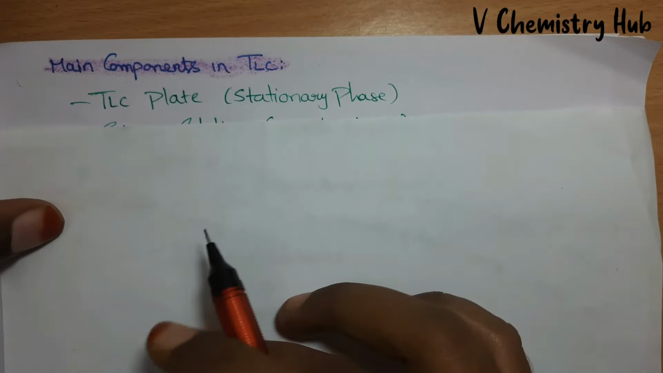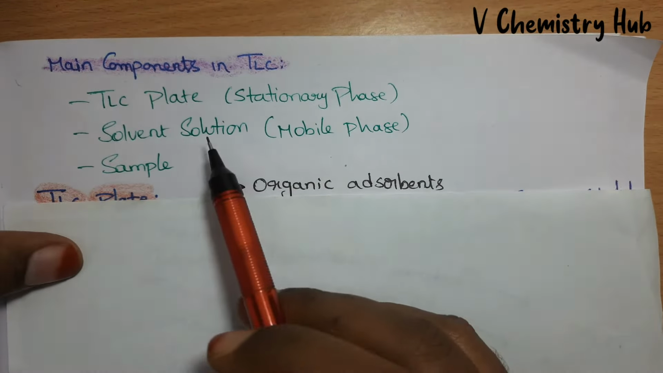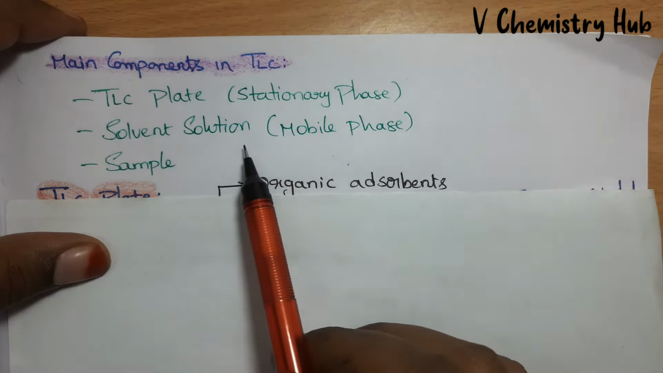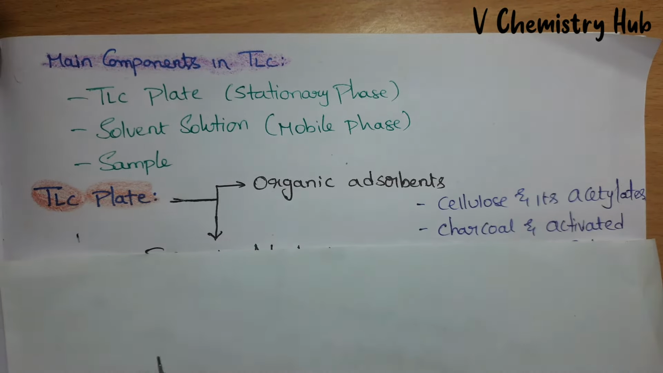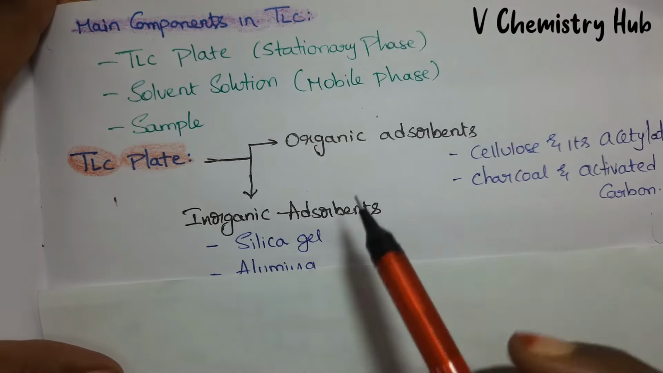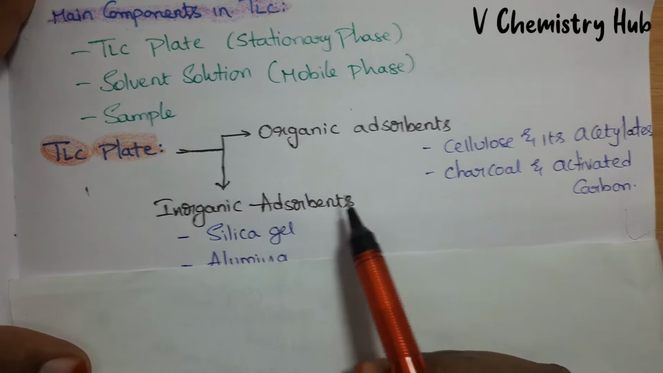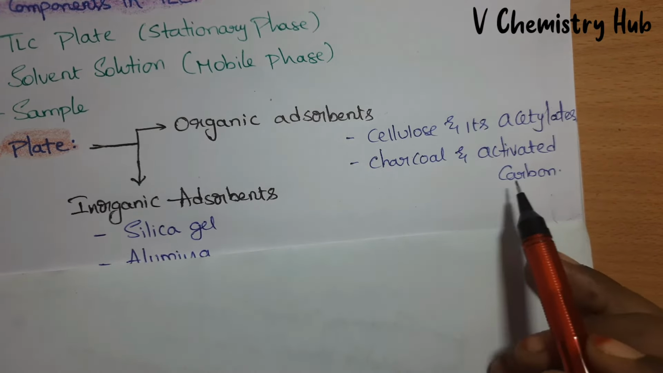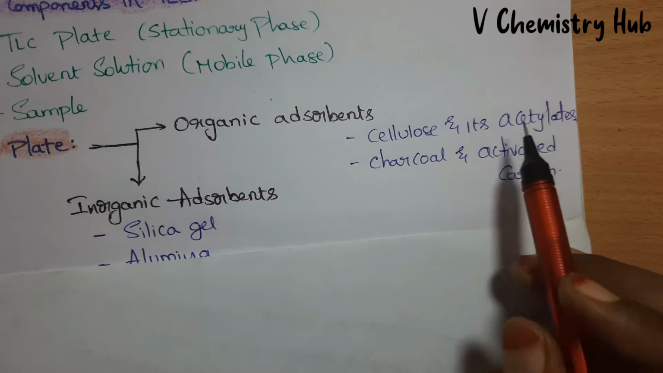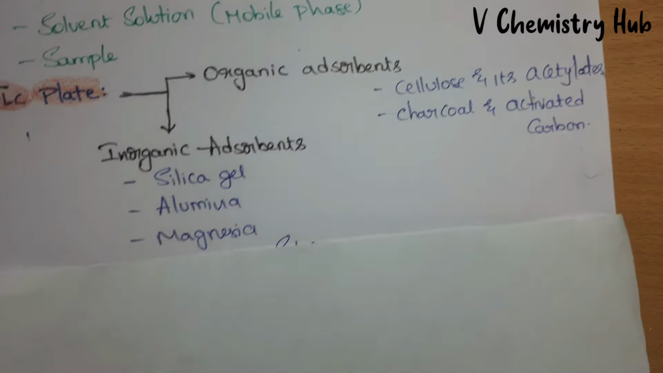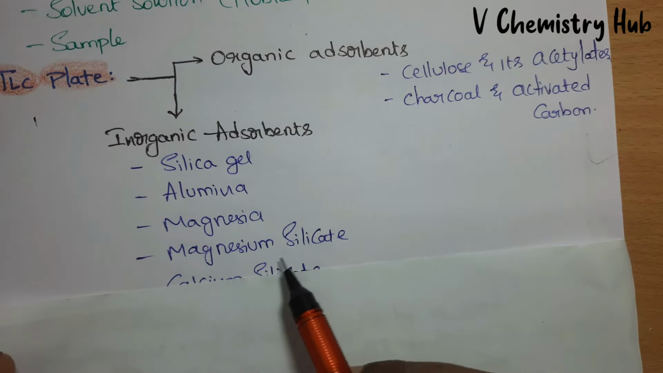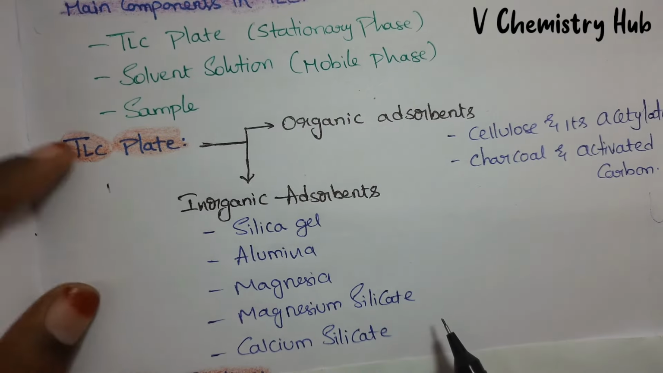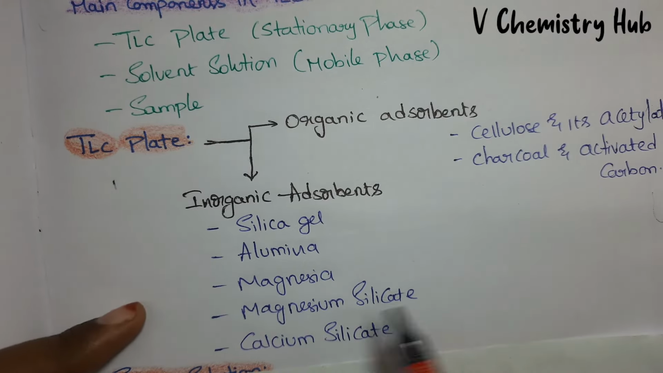Now coming to the main components in TLC, there are three main components: the TLC plate, which acts as the stationary phase, the solvent solution, that is the mobile phase, and a sample. The TLC plate is of two types, organic adsorbents and inorganic adsorbents. Organic adsorbents are cellulose and its acetylates, and charcoal and activated carbons. Inorganic adsorbents are silica gel, alumina, magnesium silicate, calcium silicate. So this is a TLC plate. All these act as a stationary phase.